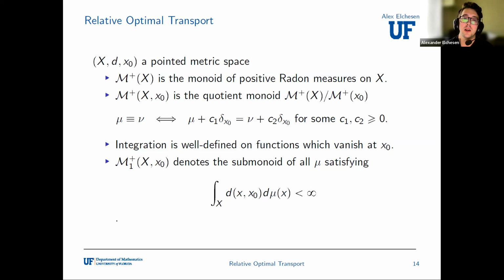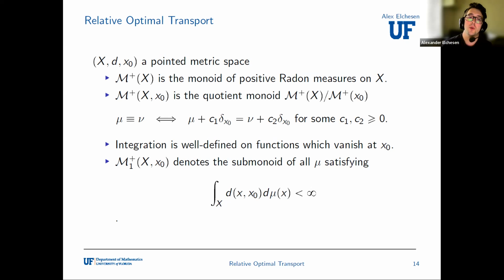So we'll just look at Radon measures modulo mass at the base point. Really what we're doing is defining a congruence relation on the monoid of Radon measures. We're saying that mu is congruent to nu if I can add some mass at the base point to mu and to nu, and I get the same measure. Another way of saying this is that these measures are equivalent off the base point. So if you restrict to the complement of the base point, you get the same measure. So integration is well defined on these equivalence classes, as long as you're integrating against functions which vanish at the base point.